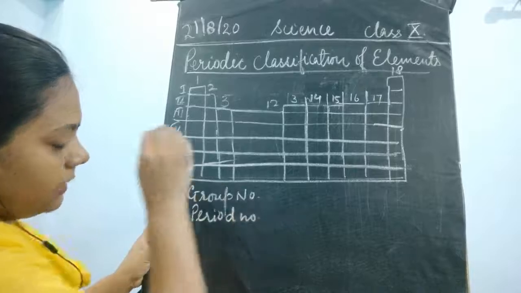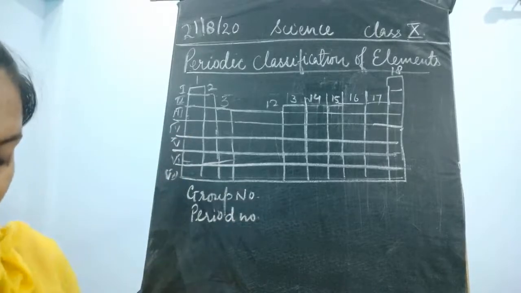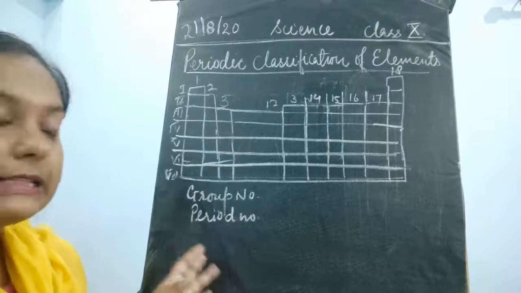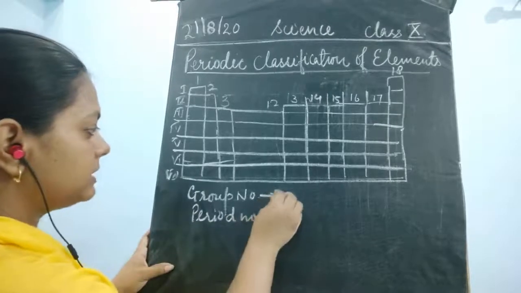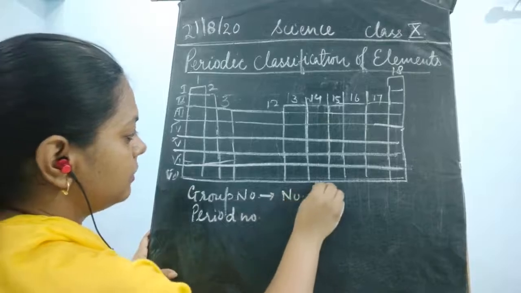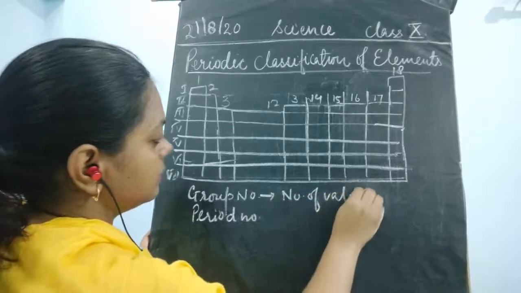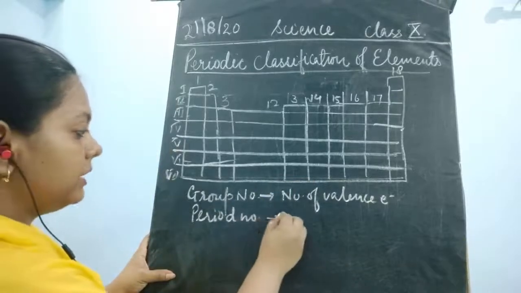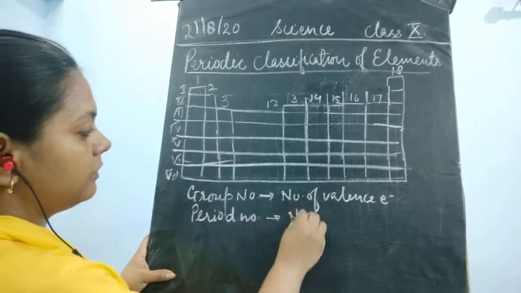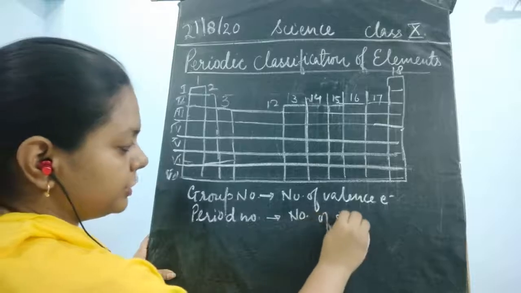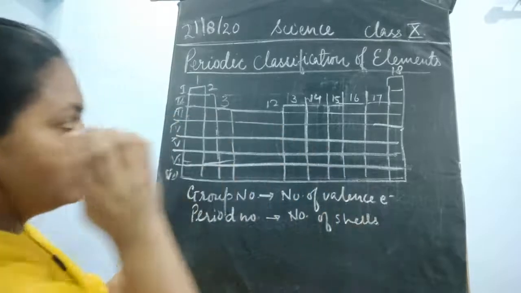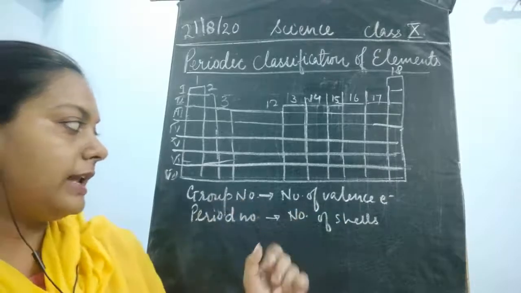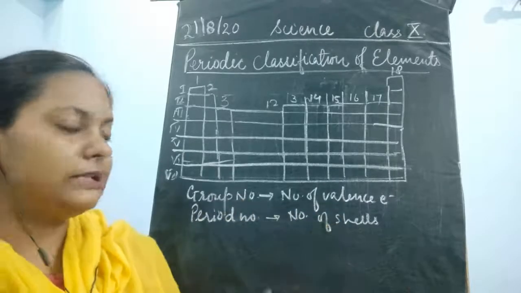Okay, so what would be the answer? How would you find out? How will you find out by using the simple formula? As I have told you, the group number means the number of valence electrons. Now, what is the period number? It means that we'll count the number of shells. So this is very easy to understand now. You have to simply count the number of valence electrons, and the period number is the number of shells.